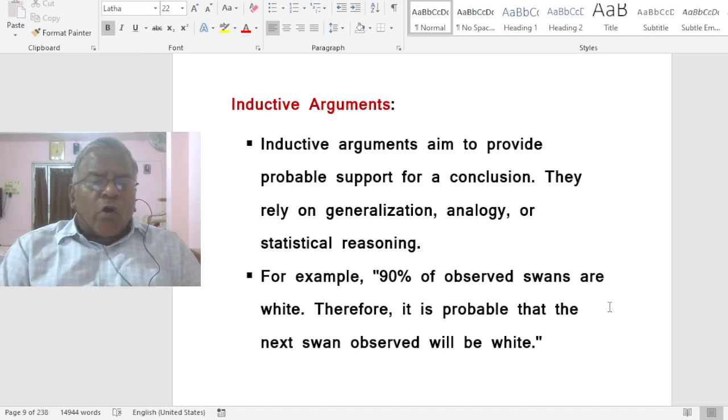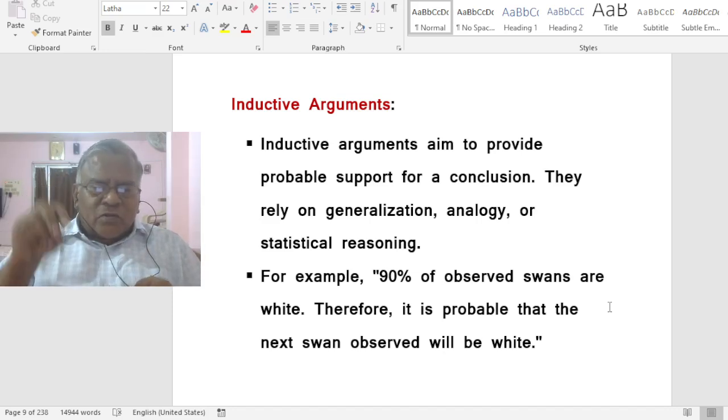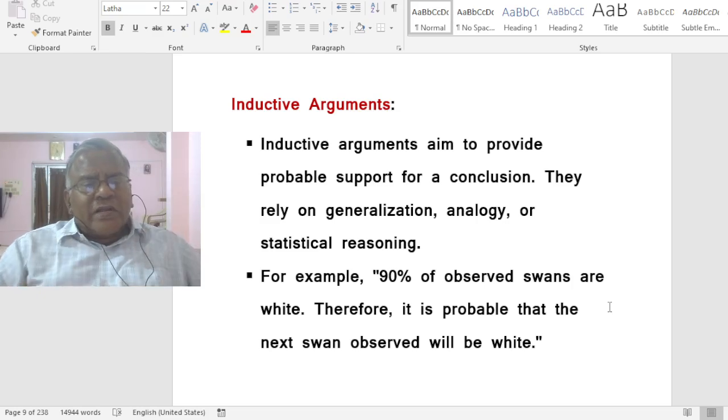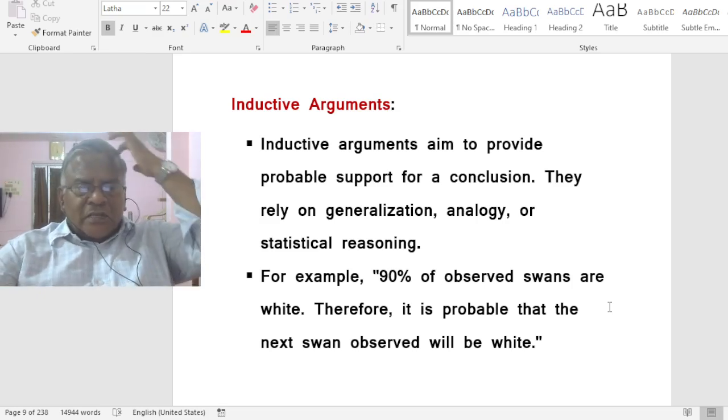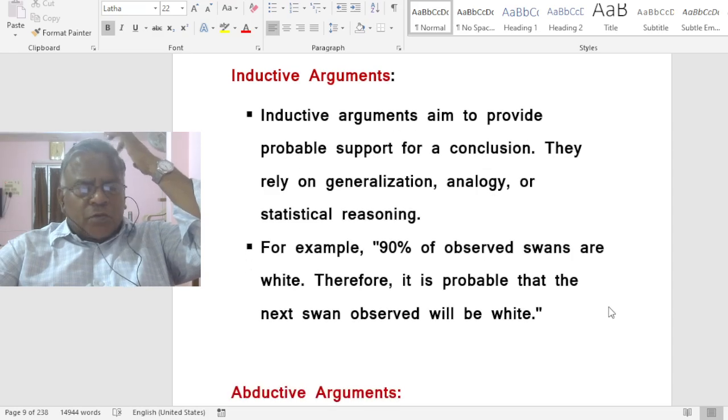So the inductive arguments aim to provide probable support for a conclusion. Here you see the example, 90% of the observed swans are white. So just because it is 90%, almost all the swans should be white. That is the conclusion you are trying to arrive at, isn't it? So this is how you do that. This is called the inductive argument. They aim to provide probable support for a conclusion.